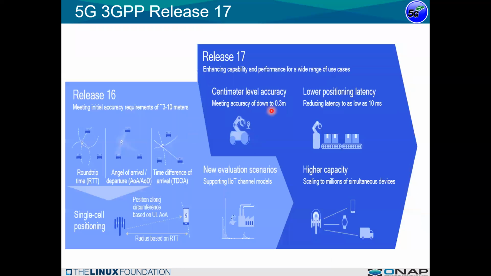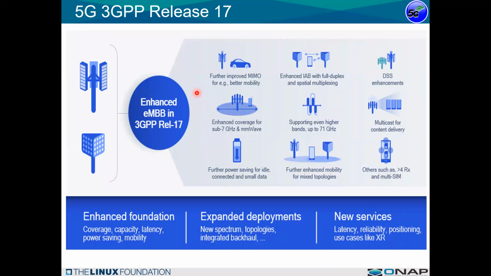Release 17 will see centimeter level accuracy, meeting accuracies down to 0.3 meters, lower position latency, reducing latency from what it was, and then much higher capacity, scaling to millions of simultaneous devices. We also see that 3GPP release 17 will have improvements in MIMO for better mobility, using the spectrum that I talked about before, enhanced duplex and spatial multiplexing, DSS enhancements, enhanced coverage for sub-7 gigahertz and millimeter wave.